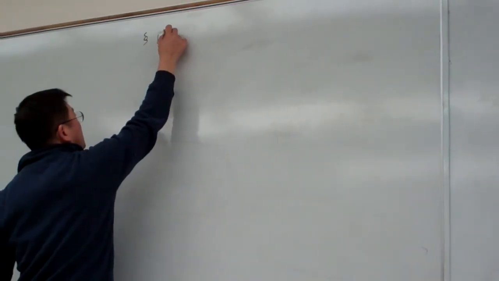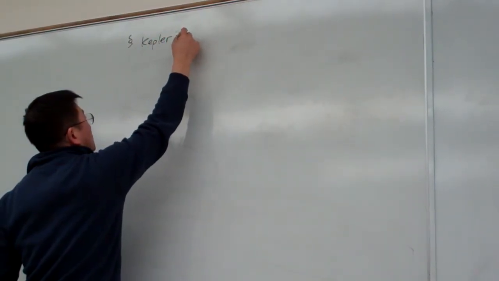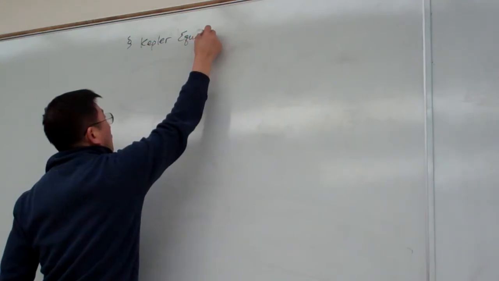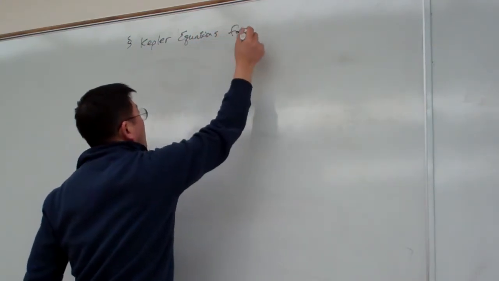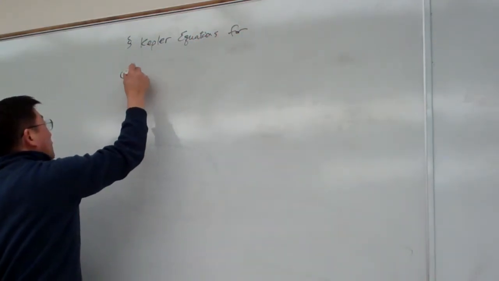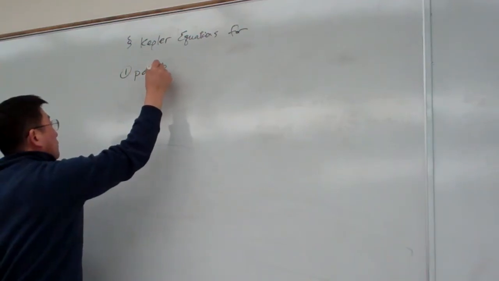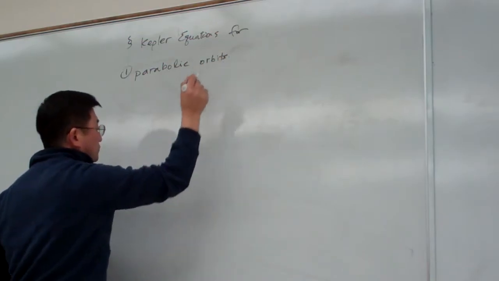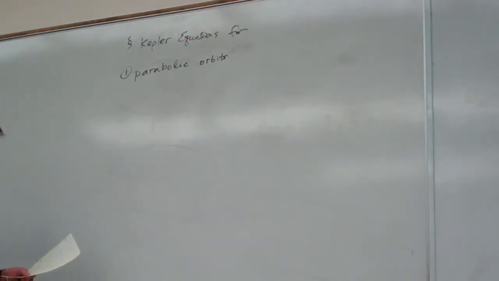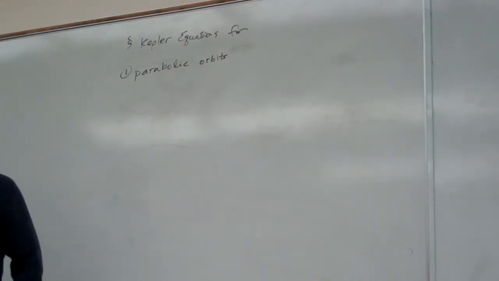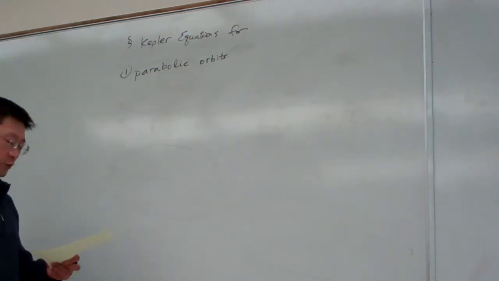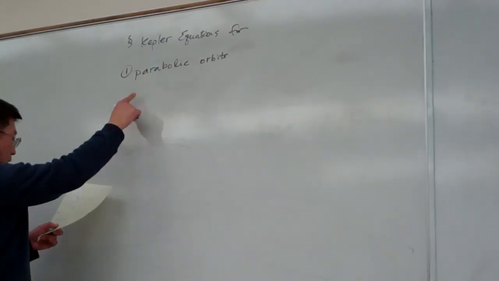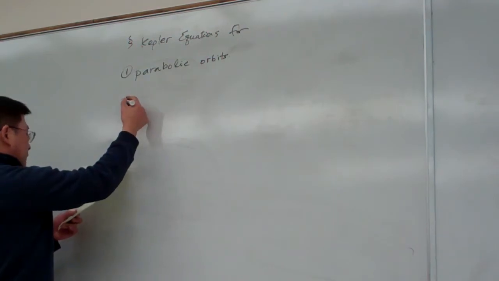This is Kepler's equations for one parabolic orbit. That is part of the handouts today, but I'm going to point out, let's write it up just here, okay?